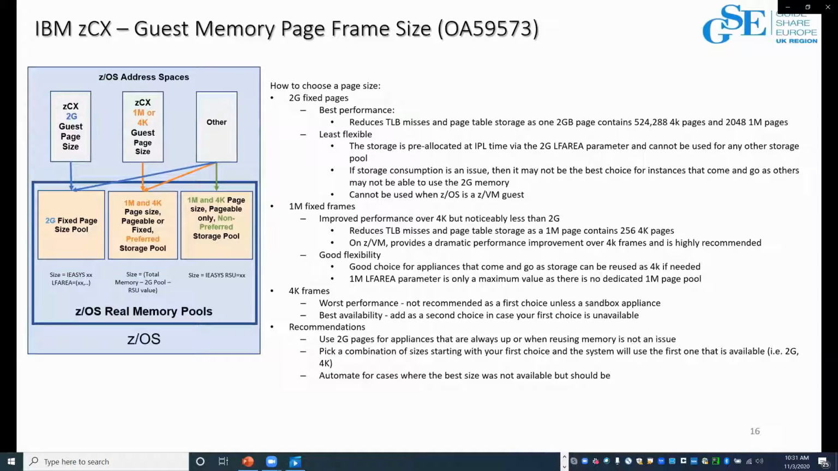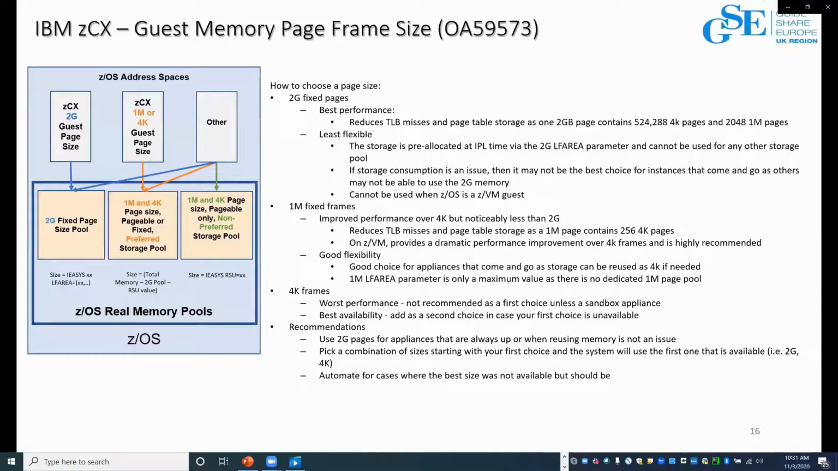So how do you pick a page frame size? Three things to consider: best performance, flexibility, and planning. 2 gig pages by far gives you the best performance. I talked about TLB and DAT tables. Also think about other workloads that could be running, where you're not displacing as many TLB entries, so you're not impacting them as much. But it is the least flexible. In order to change the 2 gig large frame area, it requires an IPL.